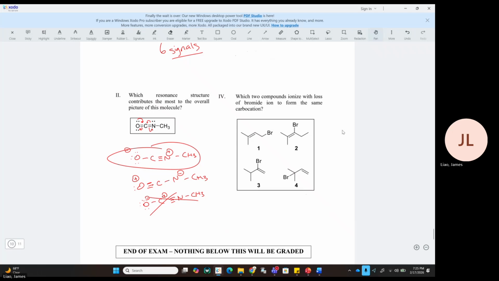One more time. This way? No, because it's already 4 bonds.